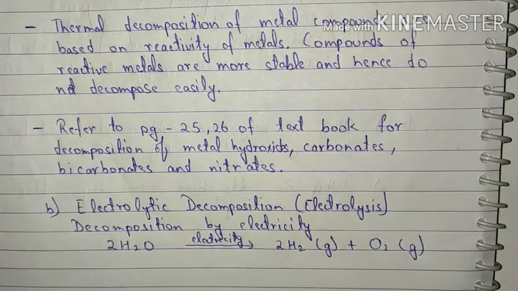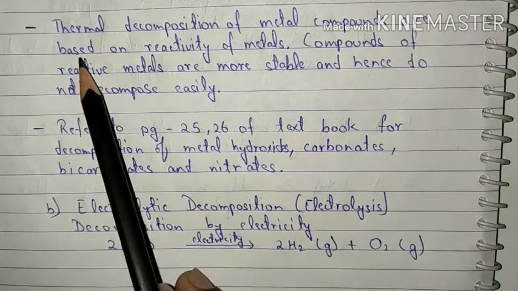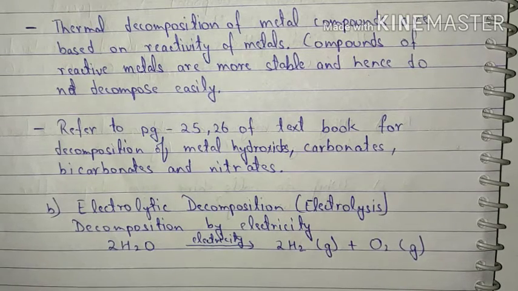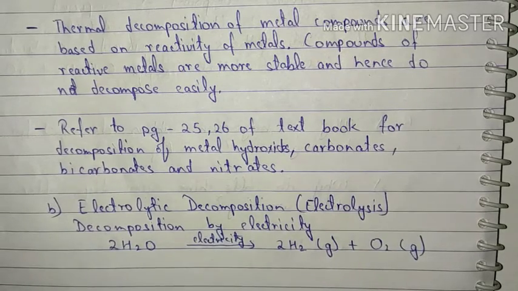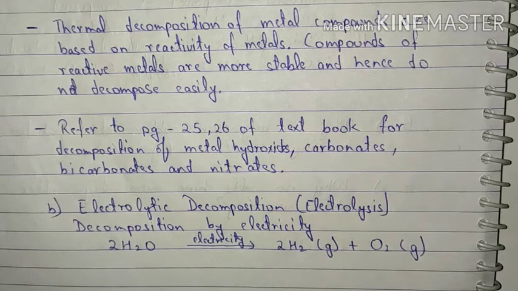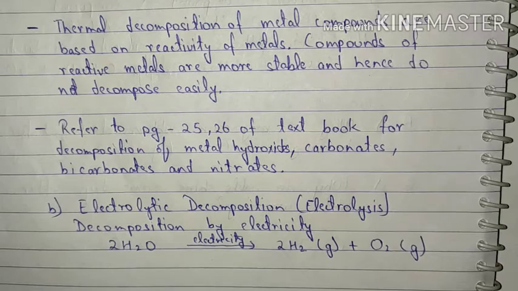Let's move further. Thermal decomposition of metal compounds is based on the reactivity of metals. Compounds of reactive metals are more stable and hence do not decompose easily. See students, we have already studied the reactivity series of metals, and we know that the metals at the top of the reactivity series like sodium, potassium are highly reactive in nature. On the contrary, the metals at the bottom of the reactivity series like gold, silver or platinum are less reactive or have very low reactivity.